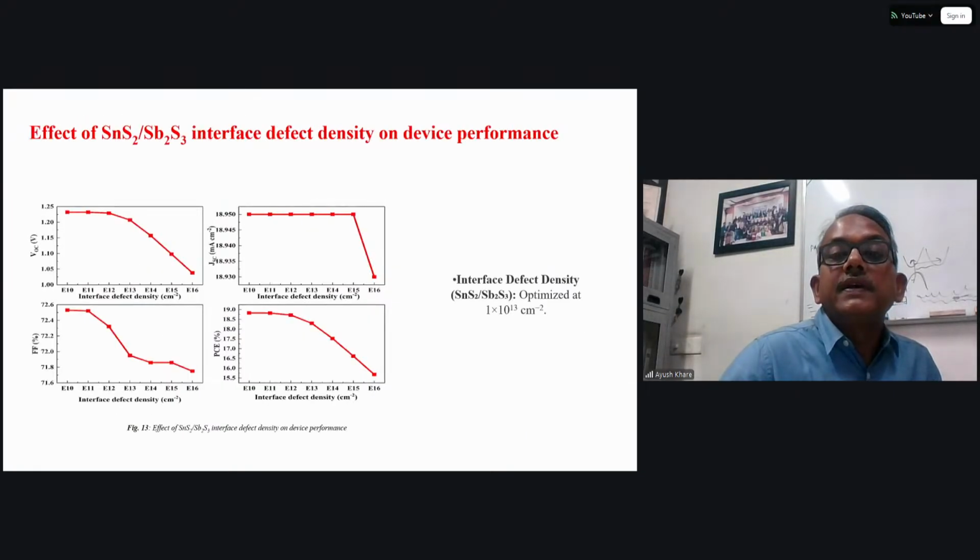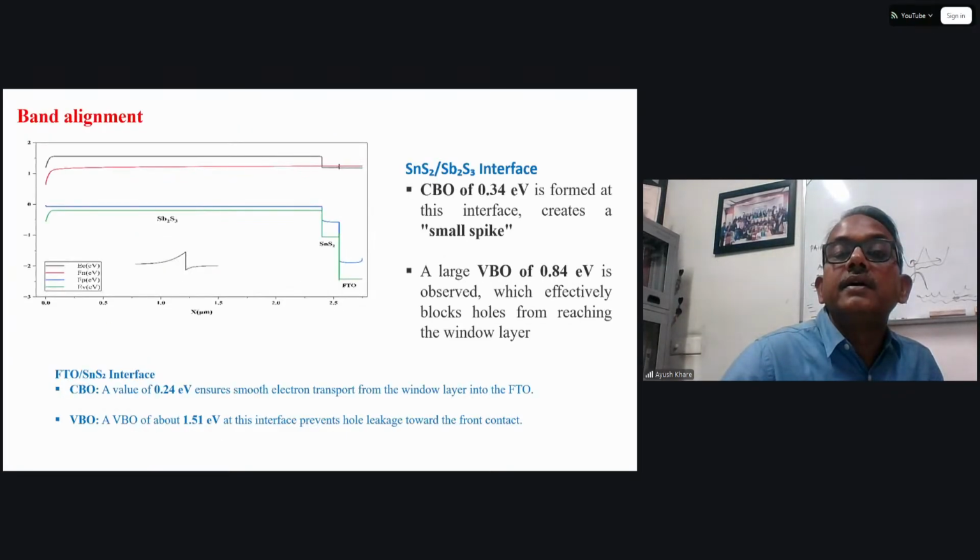Interface, I told you earlier, between two layers like SnS2 and Sb2S3 has to be very seriously monitored, and all the defects have to be kept within limits so that they only enhance the cell parameters. That value of interface defect density is up to 1 into 10 to the power 13 per centimeter square. We have managed it well, and we have also worked on band alignment, CBO, conduction band offset, and VBO, valence band offset.